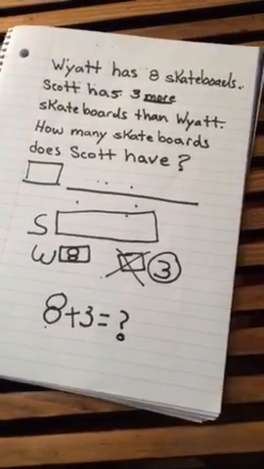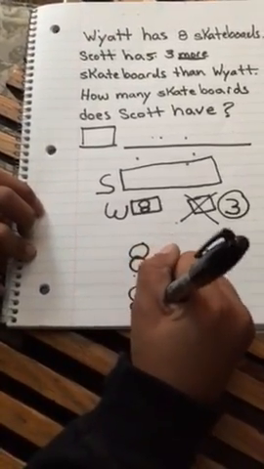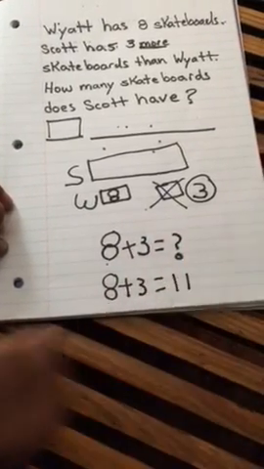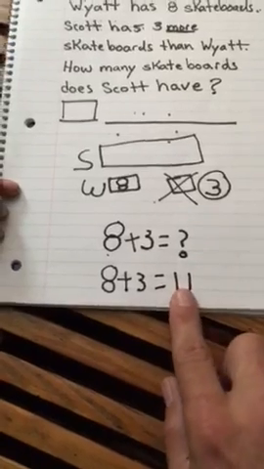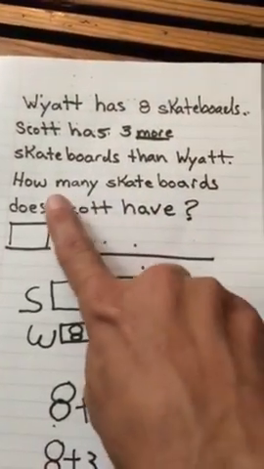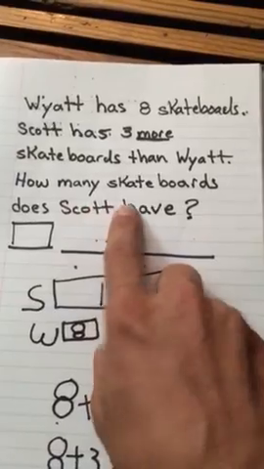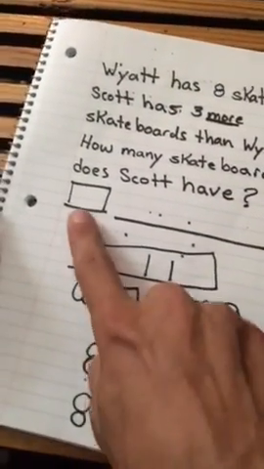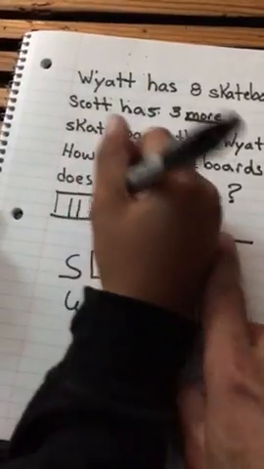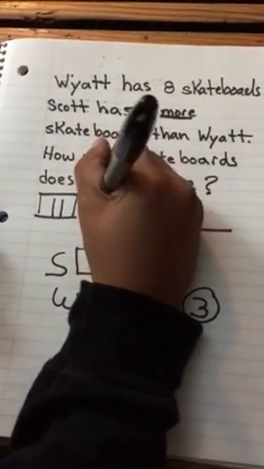Okay, and 8 plus 3 is? 11. Go ahead and put the 11 in that box. And now we go to the answer. How many skateboards does Scott have? 11. So put the 11 right in that. And then what are we talking about? Skateboards. Go ahead and write that.